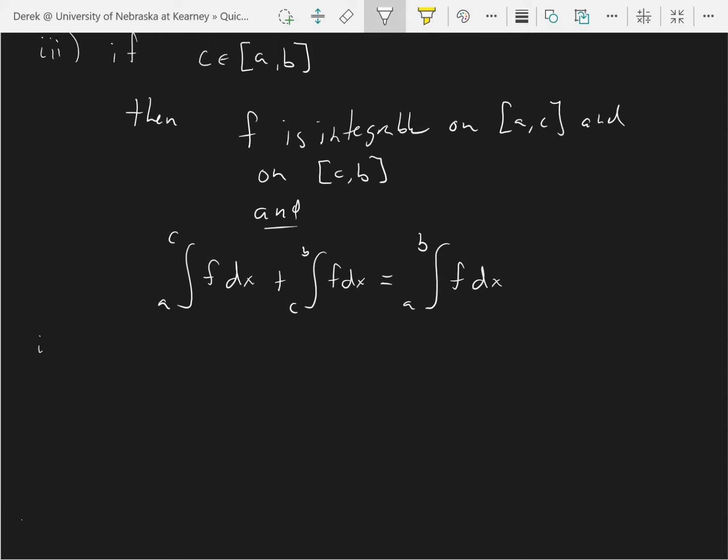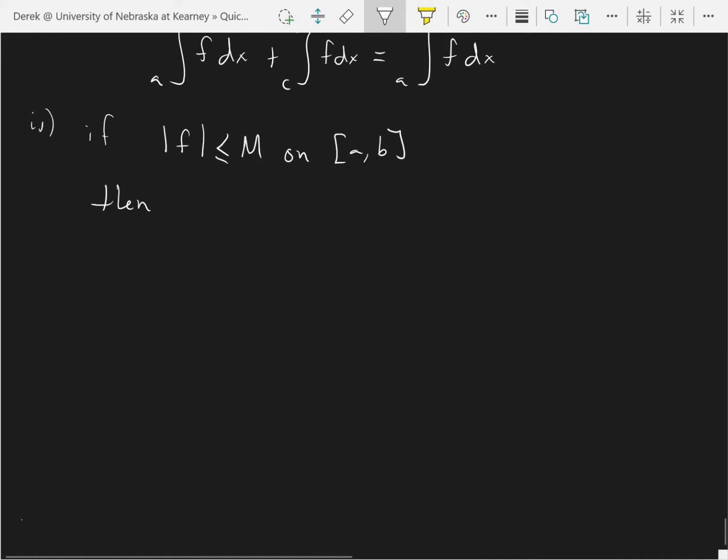The fourth thing, if the absolute value of f is less than or equal to M on [a, b], then the integral from a to b of f dx is less than or equal to M times (b minus a).